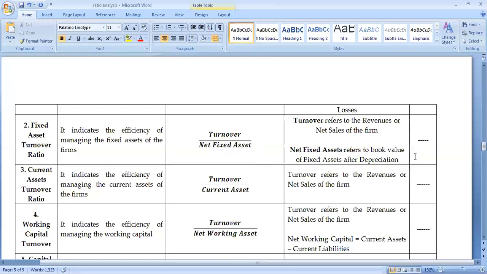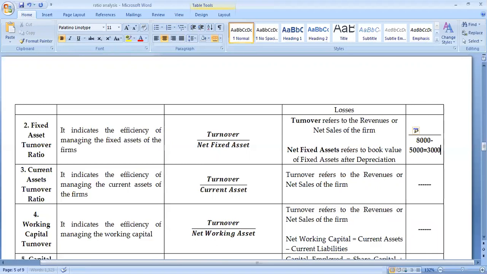Take an example. The machinery costs rupees 8,000. It is being sold at written down value, where depreciation is made on 5,000. So what will be the output here? The 3,000 will be the book value, or the written down value. So that 3,000 should be taken in the case of net fixed assets.